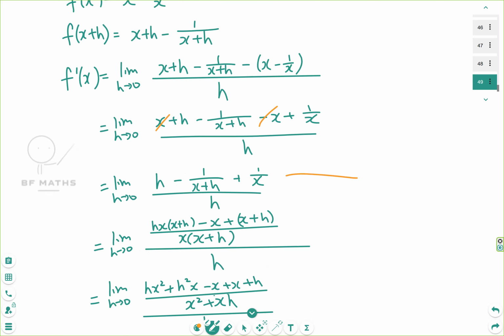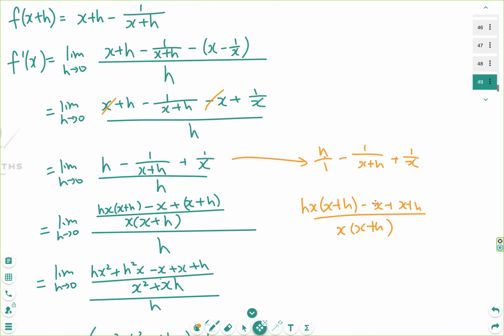So it's h over 1 minus 1 over x plus h plus 1 over x. Then the common denominator, if you multiply all of them, will be x times x plus h. So for the first fraction, to get 1 to x times x plus h, I need to multiply h by x plus h. For the second term, to get a common denominator, I need to multiply by x. For the first fraction, I need to multiply this by x plus h.